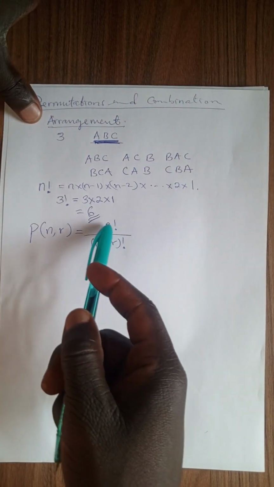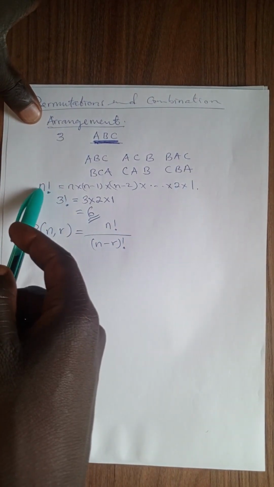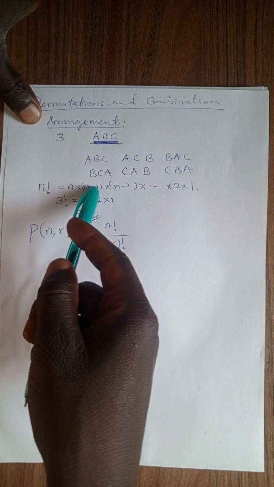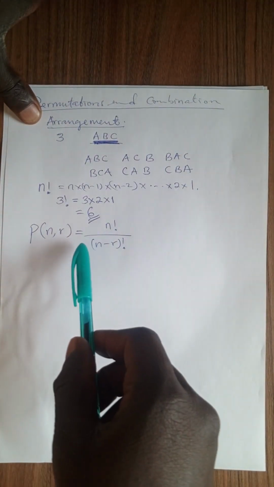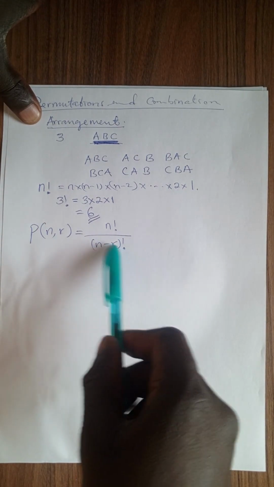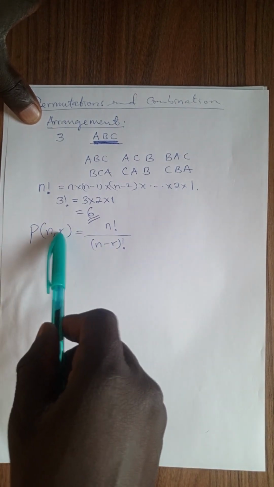So this is given by n factorial, which I have explained here. It is n times n minus 1 times n minus 2 times until you reach 1. So this is n minus r, meaning this number minus this number.